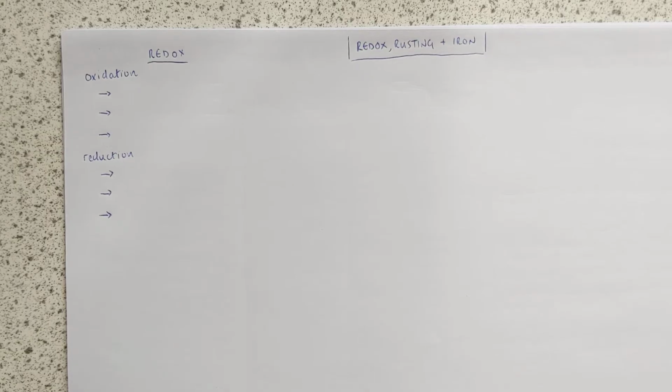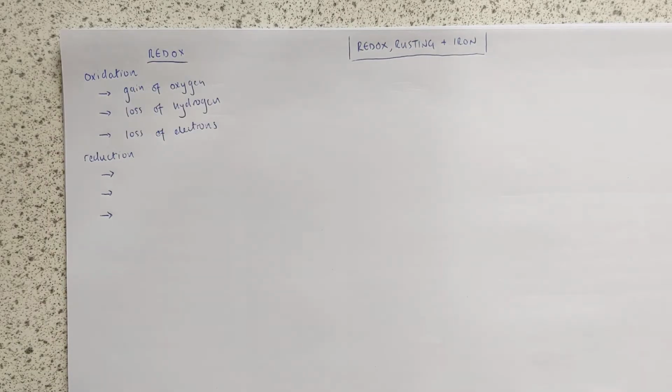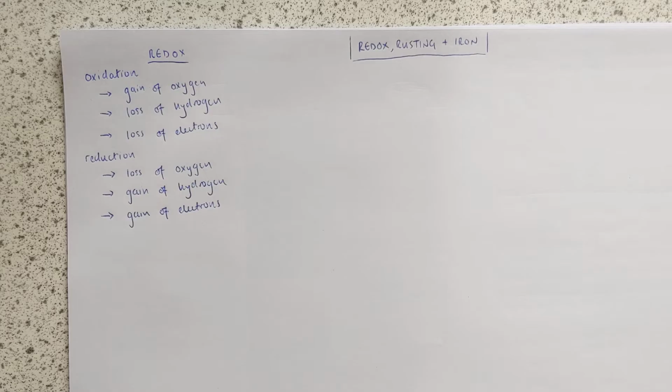So for oxidation, we've got these 3 definitions. Oxidation is the gain of oxygen by an element, the loss of hydrogen by an element, or the loss of electrons by an element. Reduction essentially is the opposite of oxidation, which means that reduction is the loss of oxygen, the gain of hydrogen, or the gain of electrons. It's easiest to see how we use those definitions if we look at a couple of very simple examples, so I'll look at them just below.